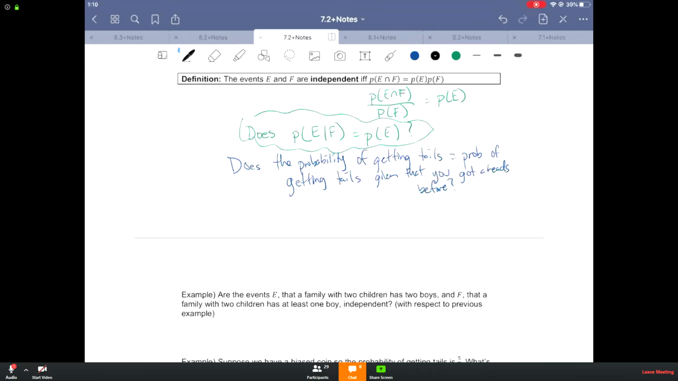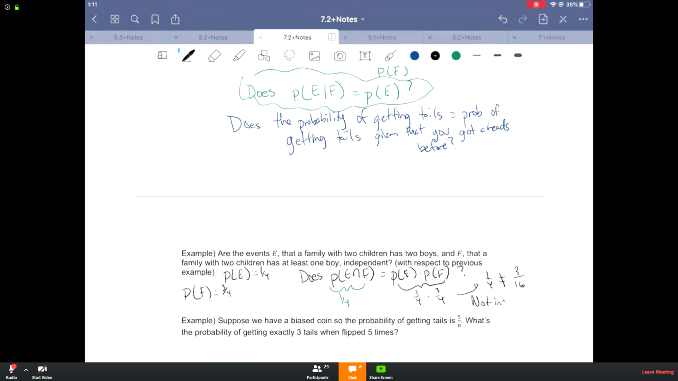Well, we have the same E and F. The probability of E was 1/4. The probability of F was 3/4, using the same E and F from before. So does the intersection equal the probability of each individual one multiplied together? Well, we know the intersection was 1/4. The right side is 1/4 times 3/4, which is 3/16. 1/4 does not equal 3/16, so not independent.